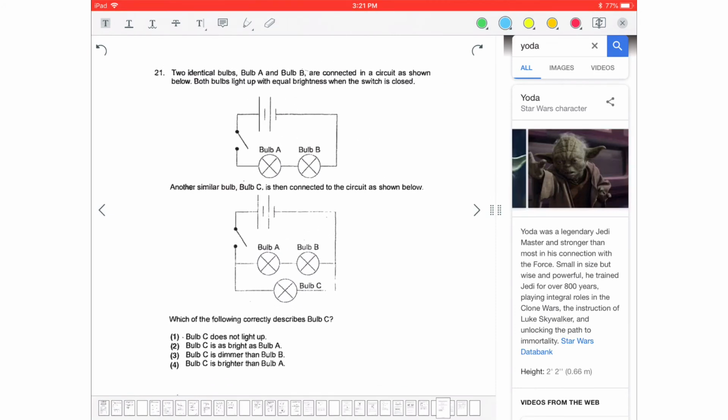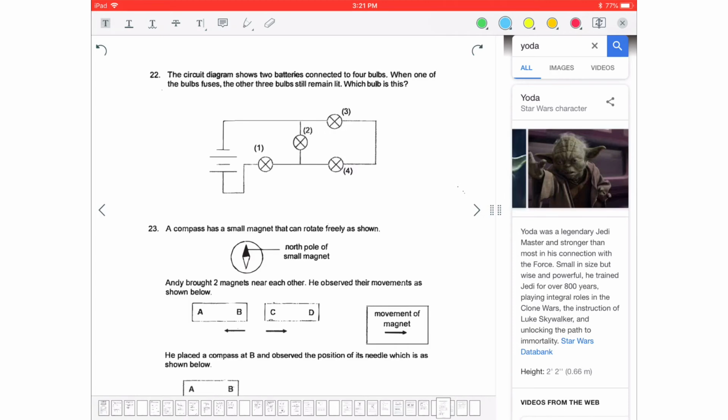Electricity. Which of the following correctly describes bulb C? It is parallel, right? Will it light up when the switch is closed? It will light up, okay? 2 is as bright. No, it's not as bright. 4. It's brighter. It's brighter, right? Because these two, A and B, are sharing the same voltage here, but C is getting the maximum attention from the batteries, right? So it's actually brighter.